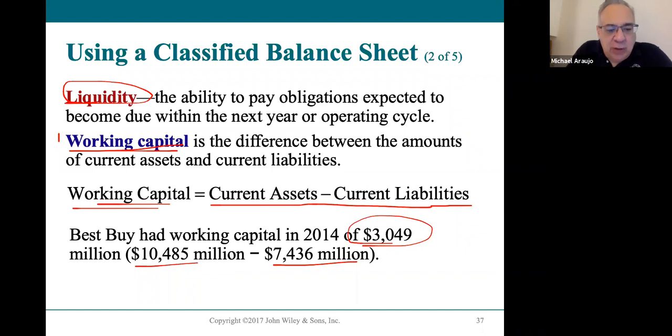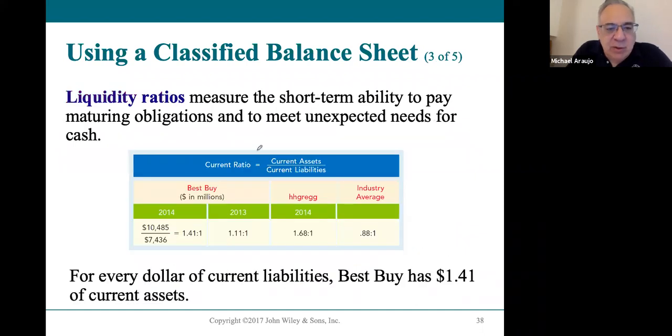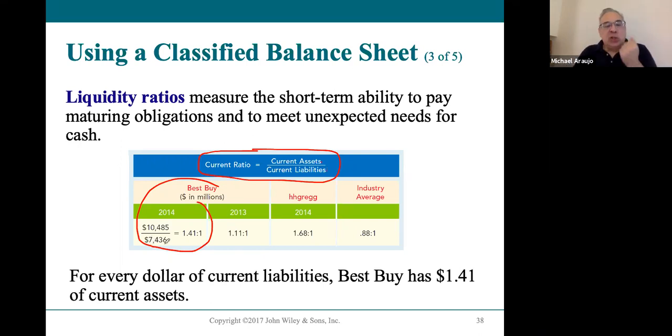The most common one that you'll see is called the current ratio. And the current ratio is simply the proportion of current assets to current liabilities. So we look at it this way. Here is Best Buy's information for 2014. They had, as we said earlier, $10,485 million of current assets. That's the top number here in the formula. The bottom number, $7,436 million. So when you compare these two numbers, you get this ratio, 1.41 to 1.